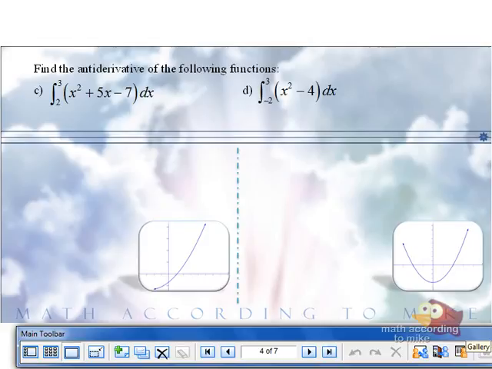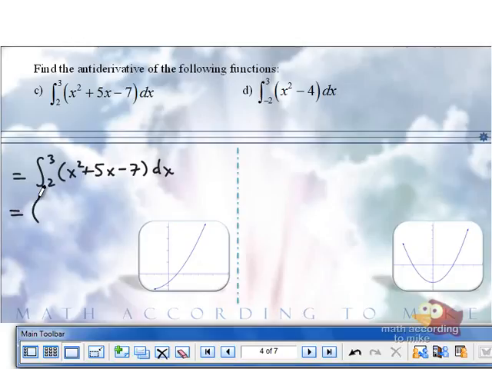Find the antiderivative of the following function. Same directions as before. So again, first step, let's find the antiderivative of the function itself. What's the antiderivative of x squared? One-third x cubed. What's the antiderivative of 5x?